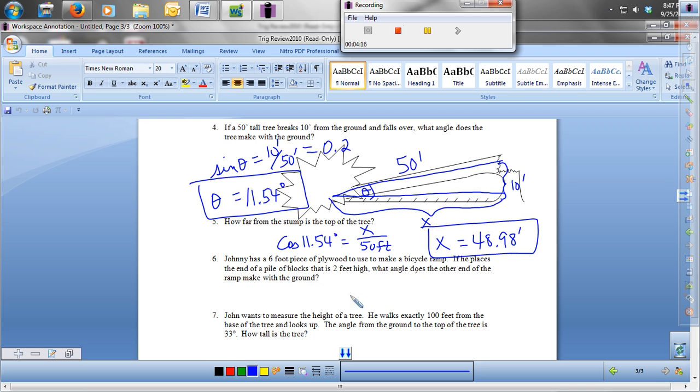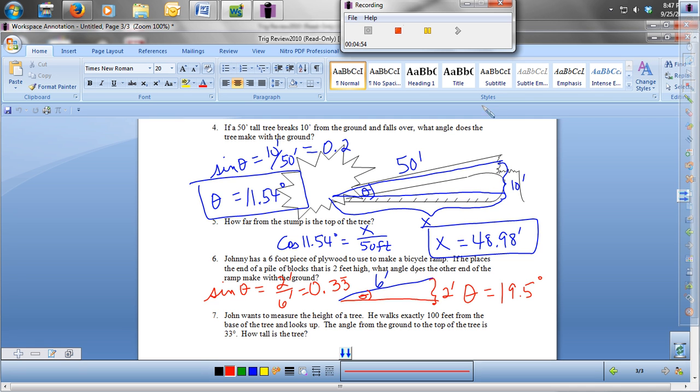Okay. Johnny has a 6-foot piece of plywood that he's going to use to make a bicycle ramp, so there's my ramp. He's going to stack it on top of some blocks that are 2 feet tall, and they want to know what is this angle right here. So I'm going to say the sine of theta is equal to 2 feet over 6 feet, and that's 0.33 forever. So I'm going to say second function sine, and then I'm going to type in 0.33, and when I do, I get my angle theta to be 19.5 degrees.